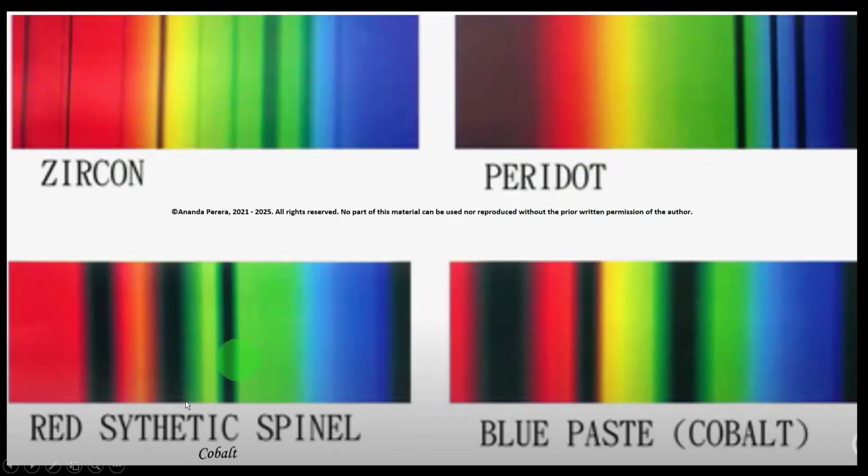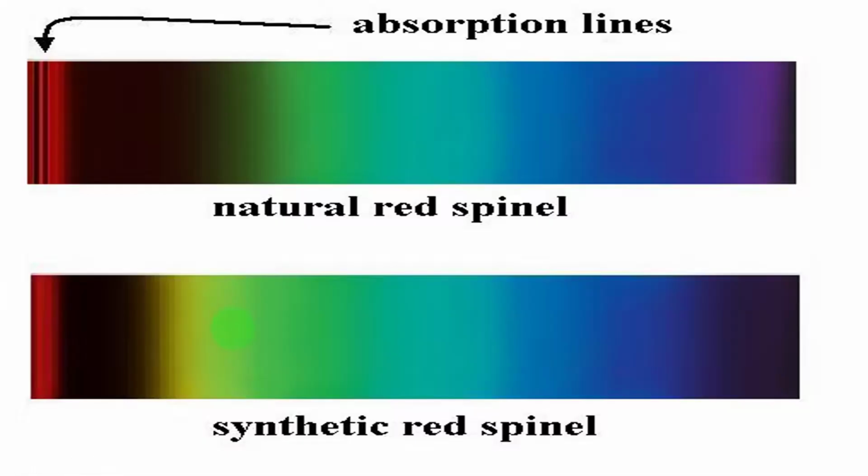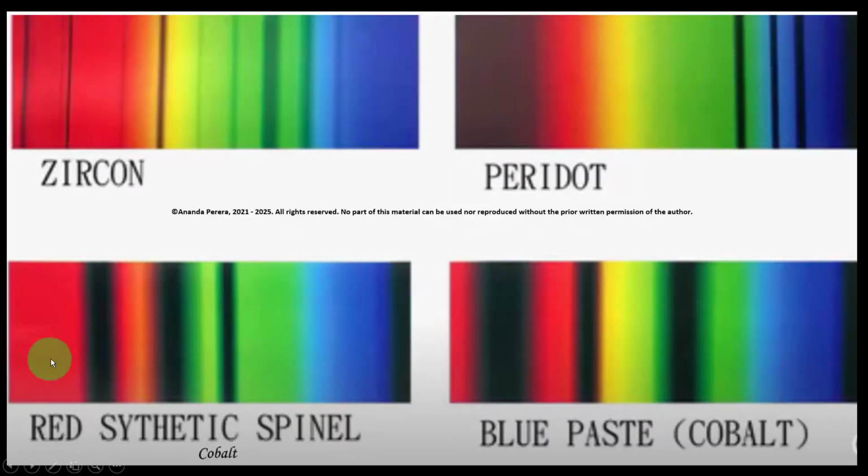Then, if it is spinel but synthetic, see the synthetic spinels. Here, synthetic spinels, and here, red synthetic spinel. See the lines, 1, 2, 3, there are a lot. This is cobalt mix blue paste. Cobalt mix blue paste, not the stone. So see the absorption spectra.